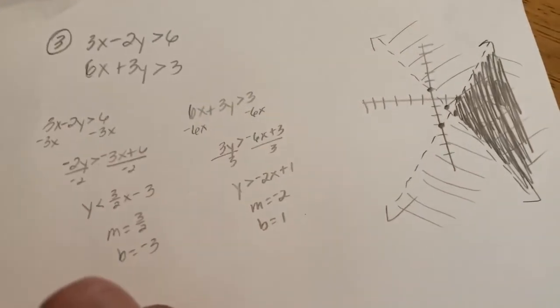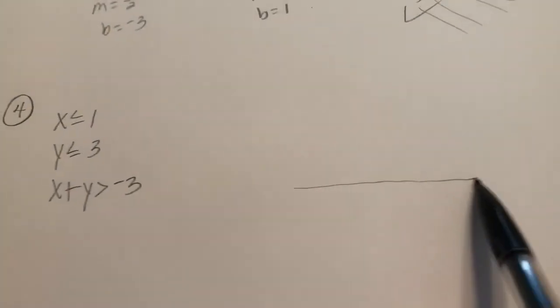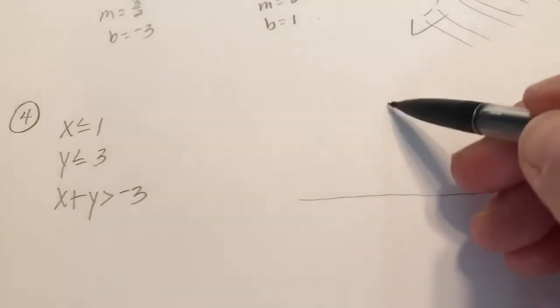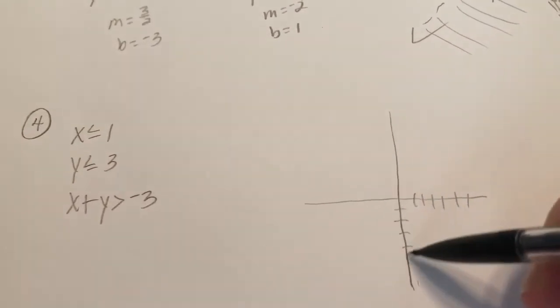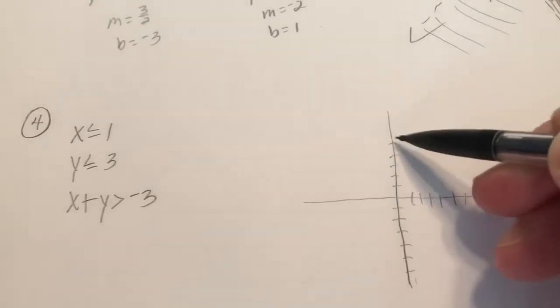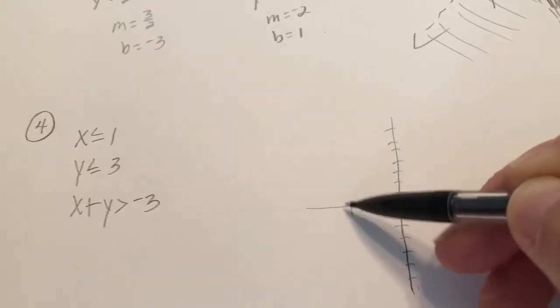All right, so number 4 is a little different because we're going to have 3 inequalities. So I'm going to give you a second to write those 3 down, and I'm going to make my graph. Again, if I get ahead of you, just press pause until you get caught up.